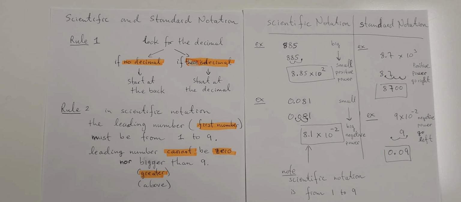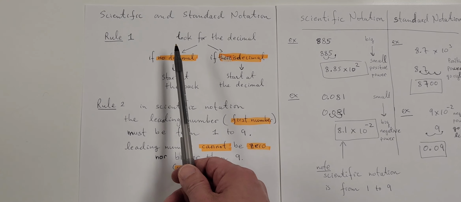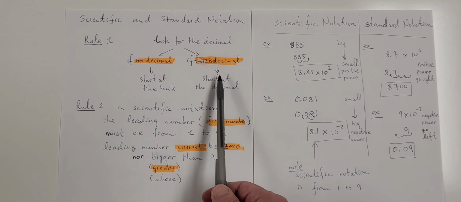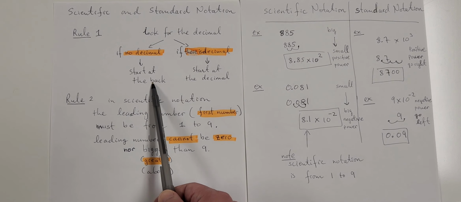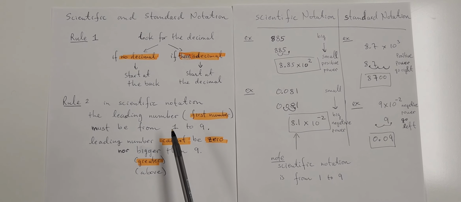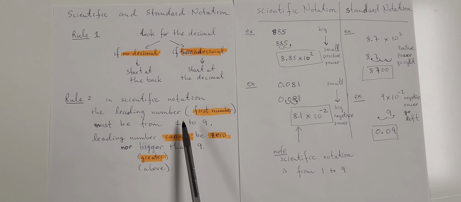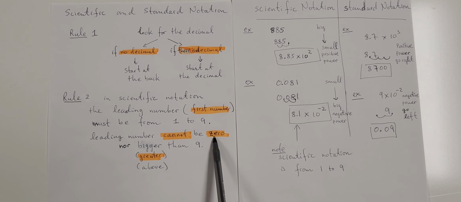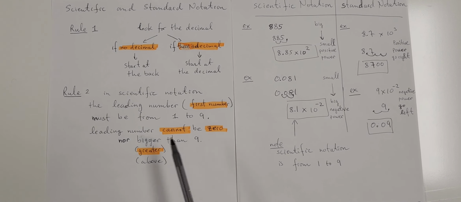Again, be very careful and make sure you follow these two rules. Rule number 1: if there is a decimal, then we start at the decimal. If there is no decimal, we start at the back. The second rule says the first number has to be from 1 to 9. The first number cannot be 0. The first number cannot be bigger than 9. Okay, so be very careful.